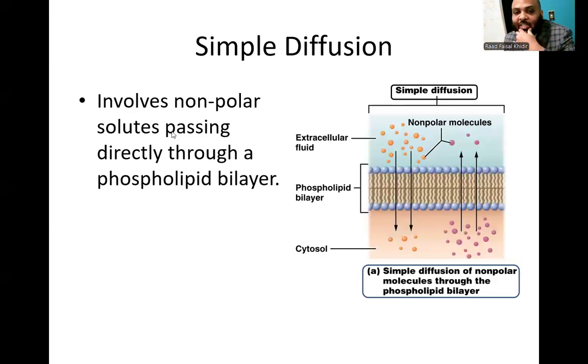So look, simple diffusion involves nonpolar solutes passing directly. You see, these guys are nonpolar. They diffuse so simply. You see in both directions, there is a lot of orange outside, so it diffuses where there's a little bit of orange. Or there's a lot of purple inside, so it diffuses where there's a little bit of purple.